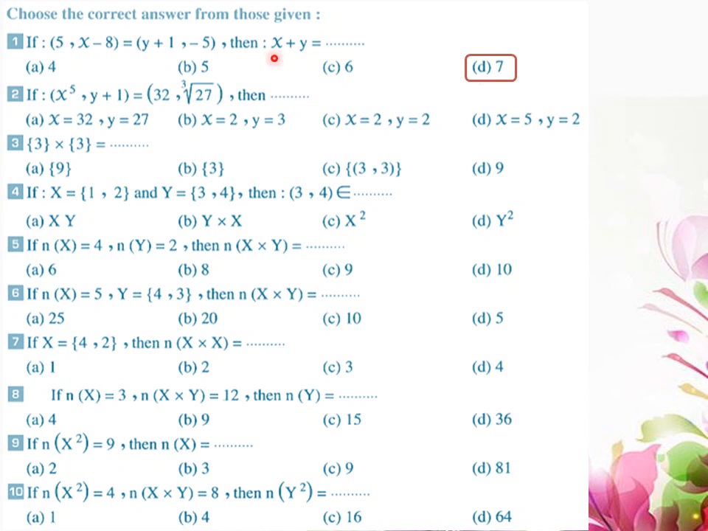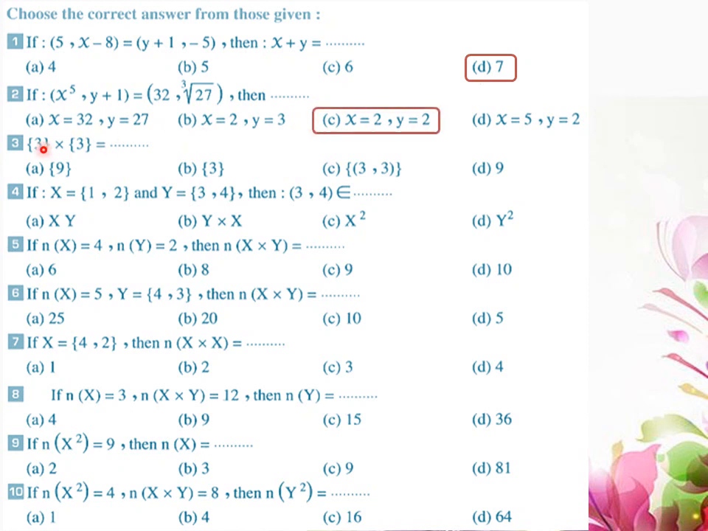Number 2: x power 5 equals 32, and y plus 1 equals the cube root of 27. Cube root of 27 equals 3, so y plus 1 equals 3, so y equals 2. Then x power 5 equals 32. 32 is 2 power 5. You can get it by your calculator. So x equals 2.